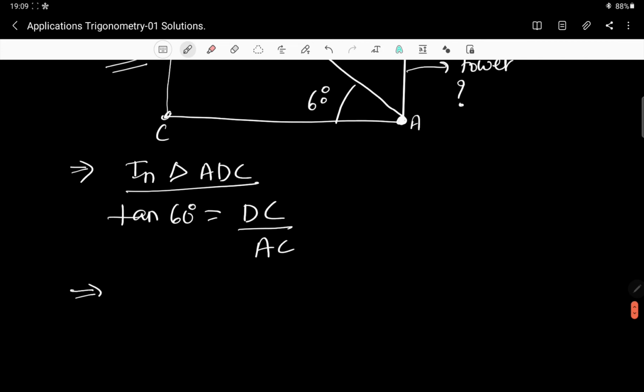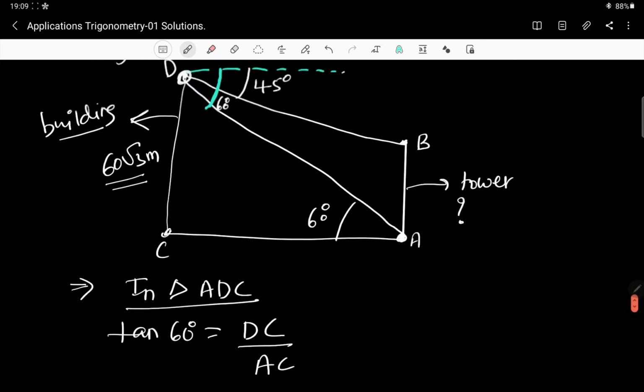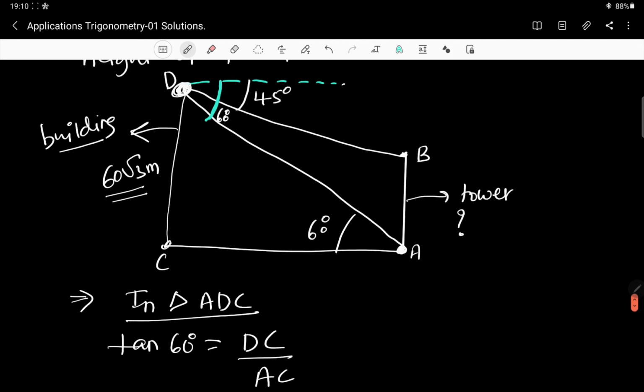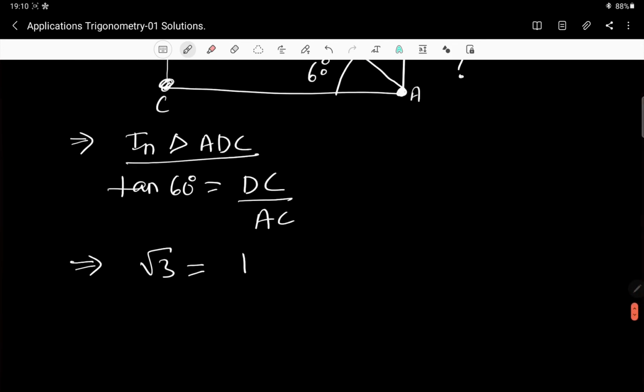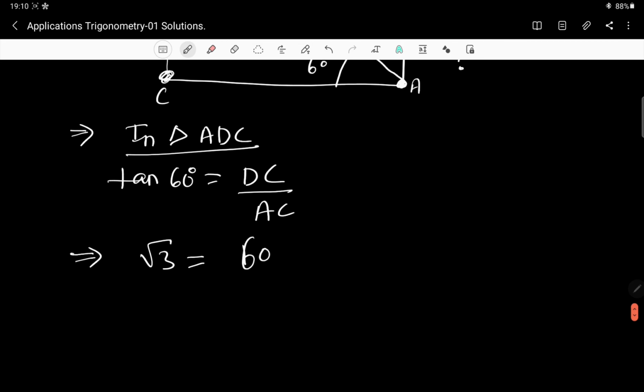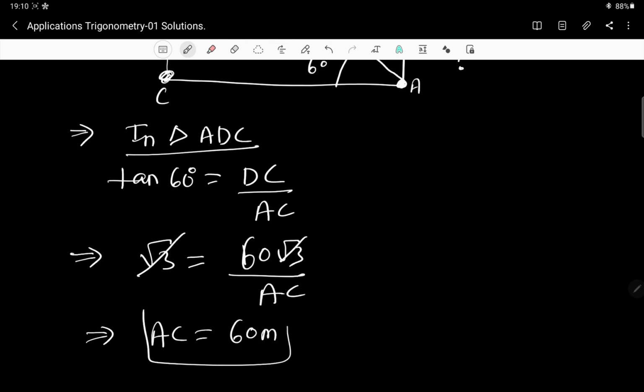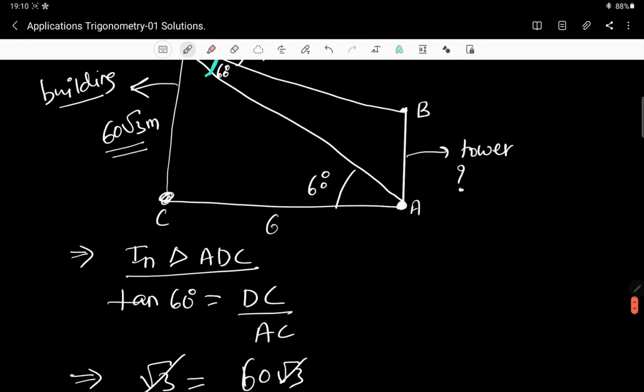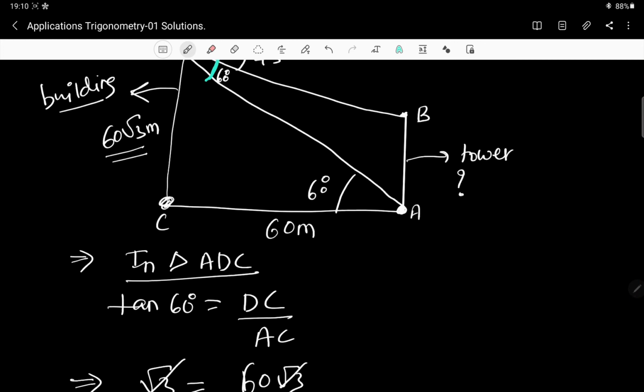So tan 60 degrees is root 3, and DC is already given. What is that DC? Look at this, DC is 60 root 3. So I am going to write 60 root 3 divided by AC, which is not known. The root 3 cancels, and I get AC equal to 60 meters. So what is this AC value? This is 60 meters, correct? So AC is 60 meters.